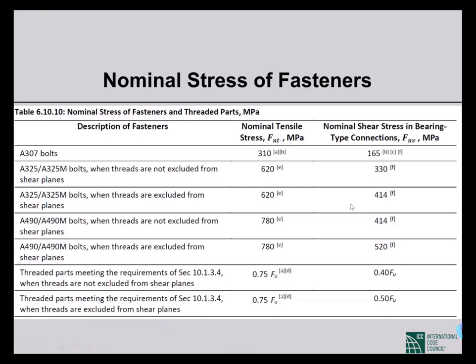For example, if we have a 325 bolt with threads not excluded from the shear plane, so in the shear plane you have threads, so the effective area is less. In that case, the nominal shear stress is 330 megapascal. But if there is no thread in the shear plane, then that is 414 megapascal, like that. Okay.